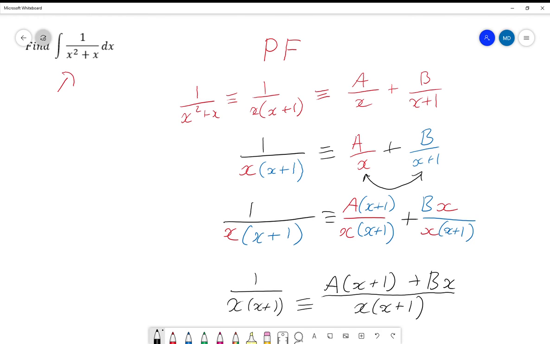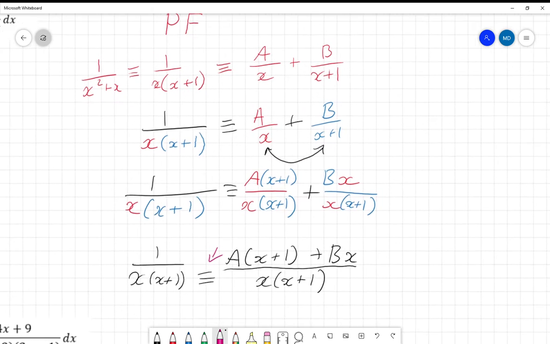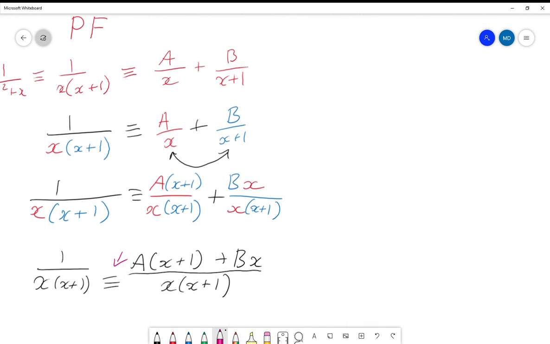And now we remember what this sign means, and that sign means that it has to be true for all values of x, which means I can just multiply both sides by x(x + 1), and I'm left with a very nice simple equation of 1 is equivalent to A lots of (x + 1) plus Bx. And again, this has to be true for all values of x.